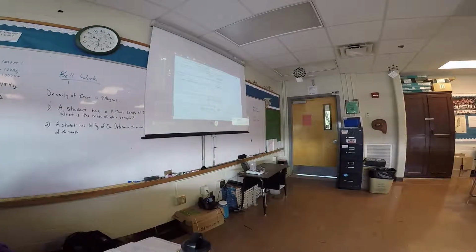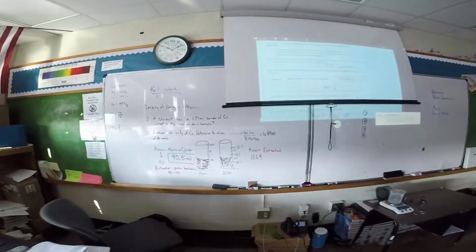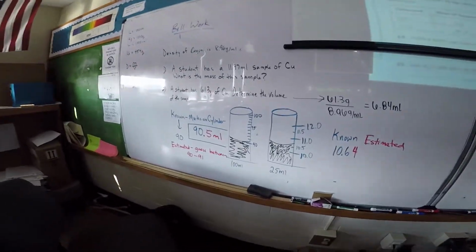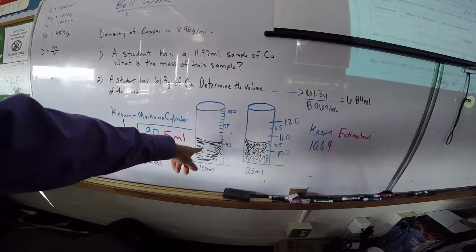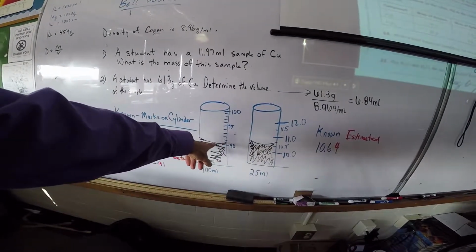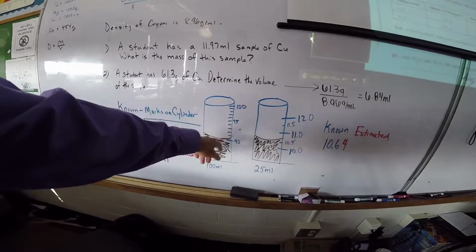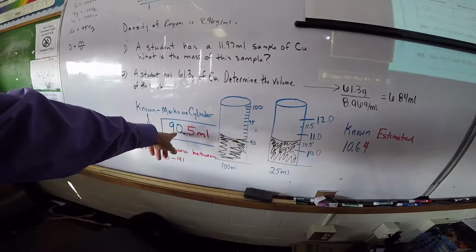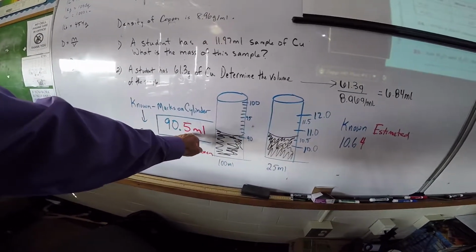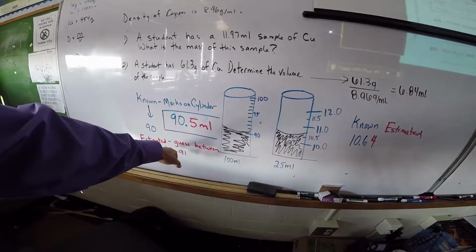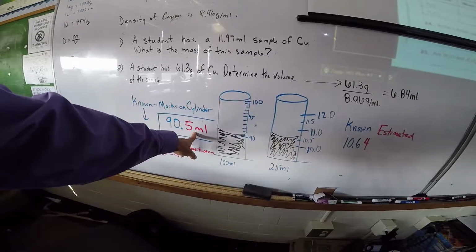Okay, students are measuring the graduated cylinder again today. From yesterday we had a 100 milliliter graduated cylinder. If we have a volume here at a little over 90, your known is going to be between 90 and 91. So we're going to say it's 90. The estimated is between these two, between 90 and 91. So we're going to say like 0.5. So our estimated guess is around 0.5.